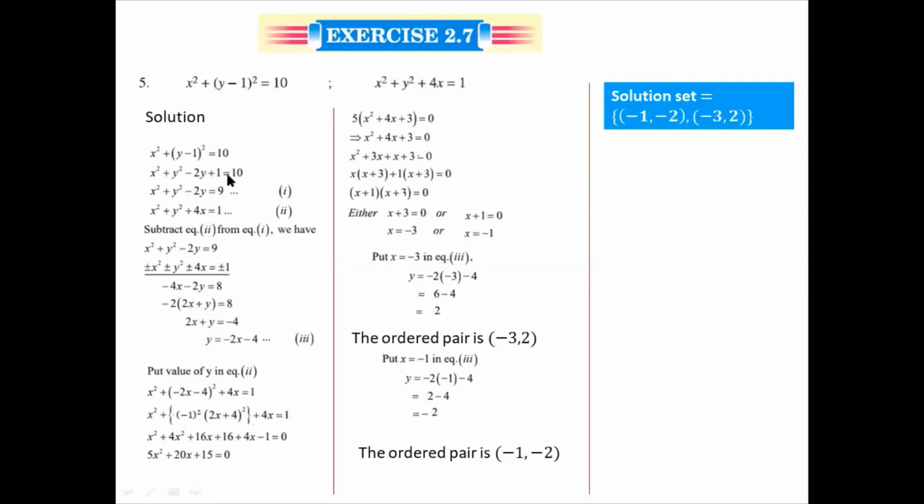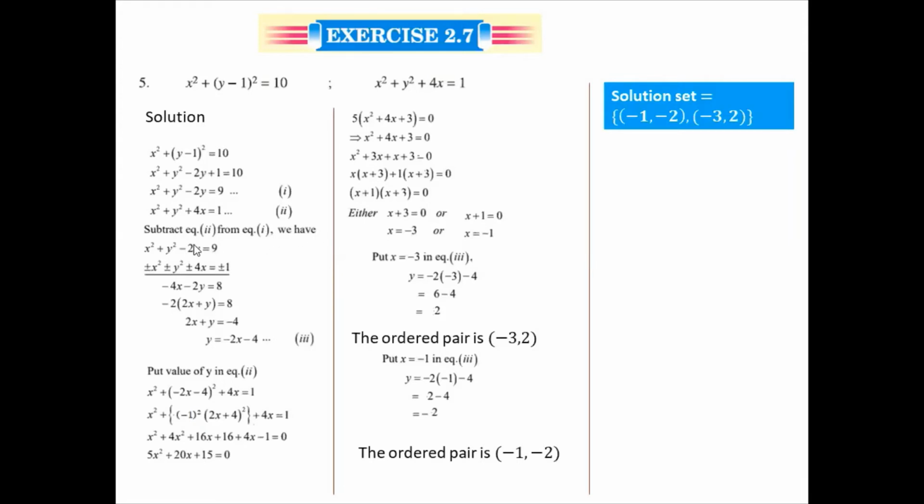After simplification, we just have to move this 1 to the right hand side. So we have x square plus y square minus 2y is equal to 9. This is equation number 1, and the second equation is x square plus y square plus 4x is equal to 1. Now we can subtract equation 2 from equation 1.